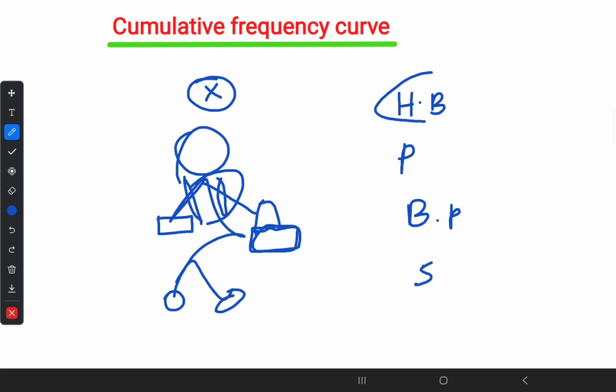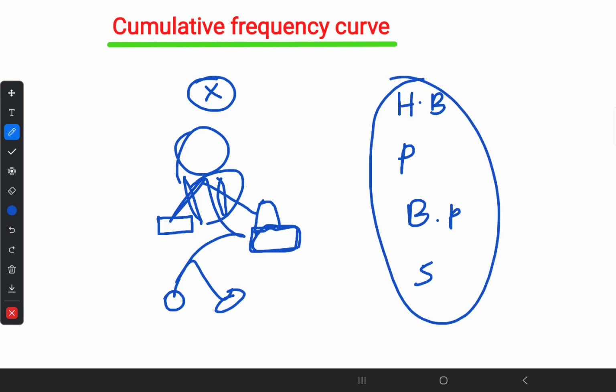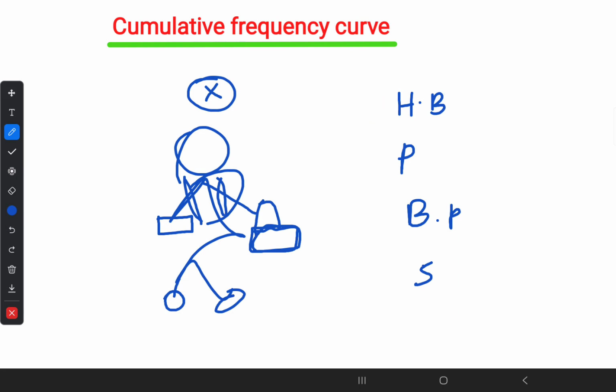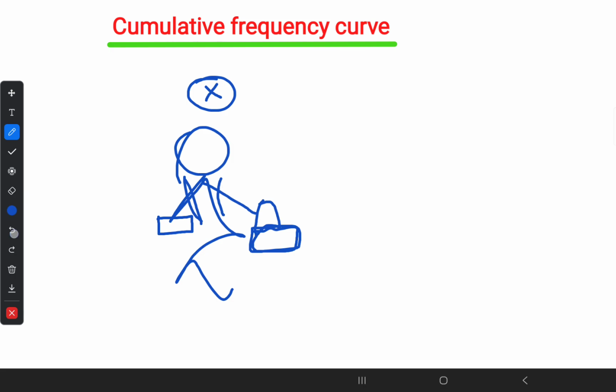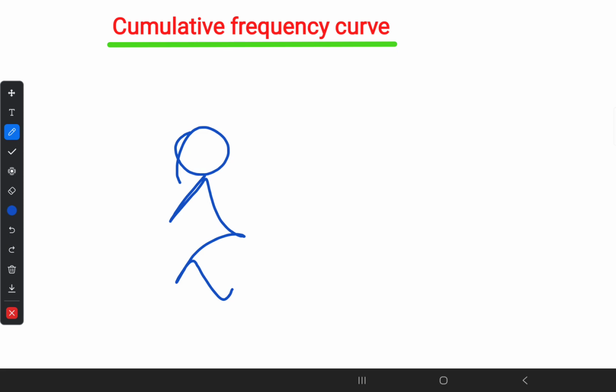All together we can individually analyze this person by their belongings: handbag, purse, backpack, shoes, and their cap, and whatever else they want. So all together is called cumulative. Cumulative means sum of everything. In simple words, we can explain cumulative as the sum of everything which we hold. But in mathematics, it is not like that.